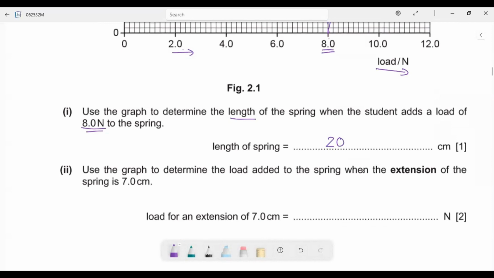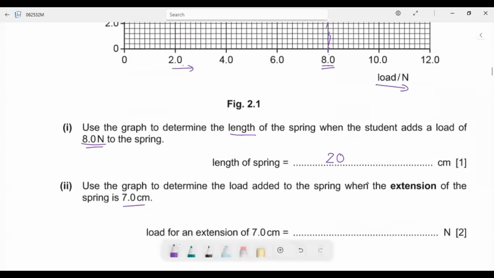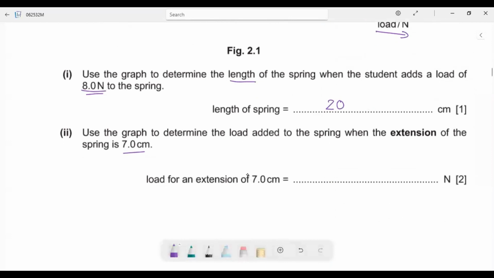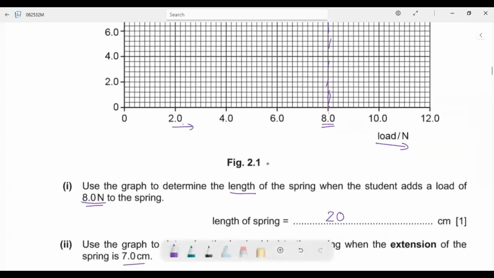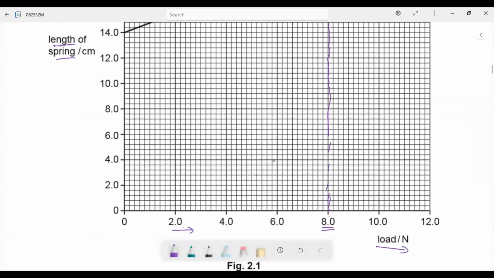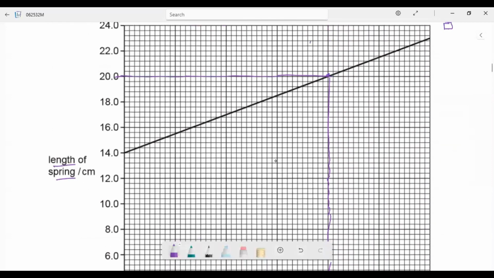Use the graph to determine the load added to the spring when the extension of the spring is 7 centimeter. So at 7 centimeter, what is the extension of the spring? So starting it was 14. Now it has extended by 7. So 14 plus 7 will be equal to 21. So we need to find the load at 21 centimeter.